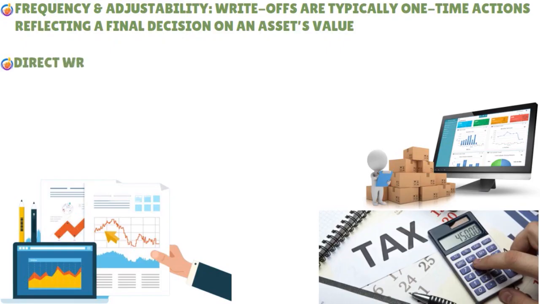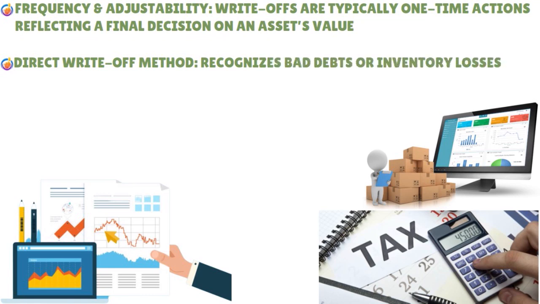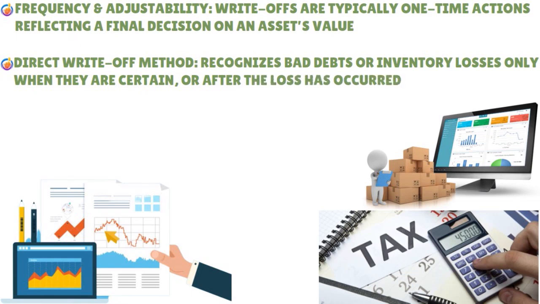So I want to first start with the direct write-off method. This method recognizes bad debts or inventory losses only when they are certain or after the loss has occurred. In other words, there has to be clarity, there has to be certainty for you to record this item as a direct write-off. This approach means that your business will immediately remove the value of unsellable inventory from its books upon realizing the loss. If a part of the inventory becomes obsolete, the company will write it off by debiting the expense account and crediting the inventory account.